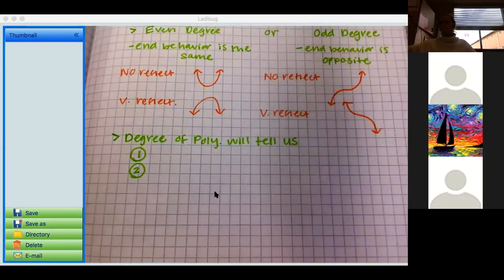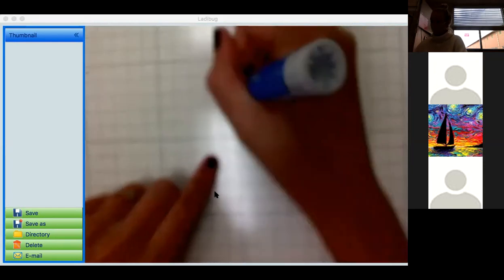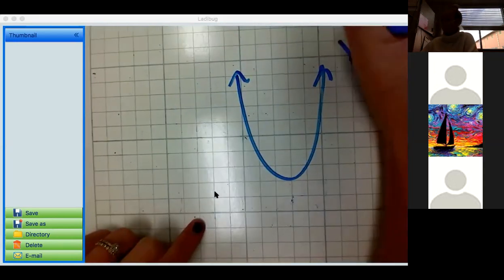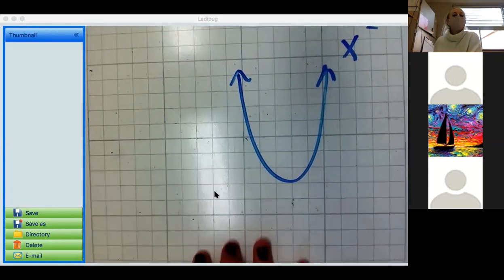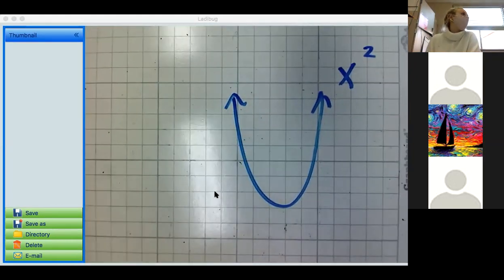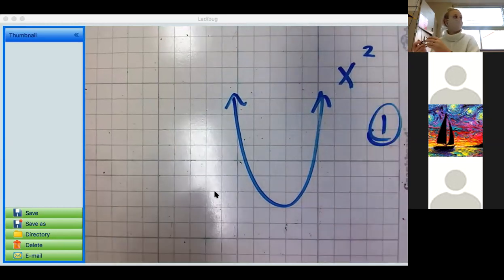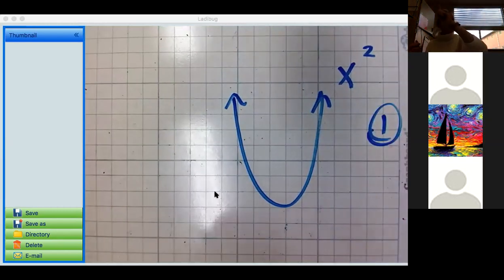So let me just show you before we write that down, because I'm making sure we have seen this before. What kind of function is this? Quadratic. Good, which means it's x squared. How many turning points does every quadratic have? One turning point. It goes down and then it'll come back up, or it goes up and then it'll come back down, right?